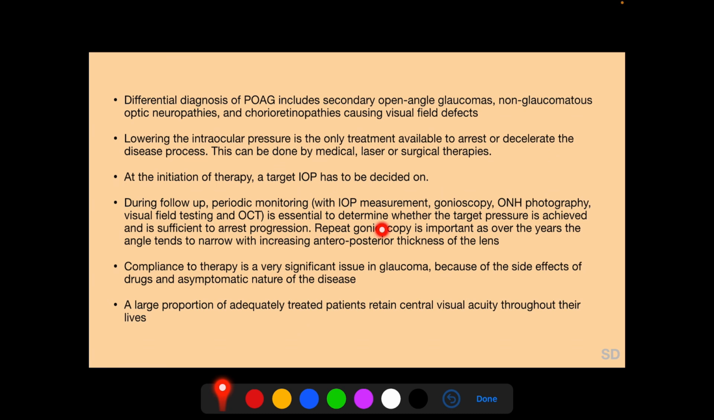Repeat gonioscopy on follow-up is important in primary open-angle glaucoma, as over the years the angle tends to narrow with increasing anteroposterior thickness of the crystalline lens. Compliance to therapy is a very significant issue in glaucoma therapy because of the asymptomatic nature of the disease and side effects and cost of the drugs used to treat the disease. Fortunately, a large proportion of adequately treated primary open-angle glaucoma patients retain central visual acuity throughout their entire lifetime.